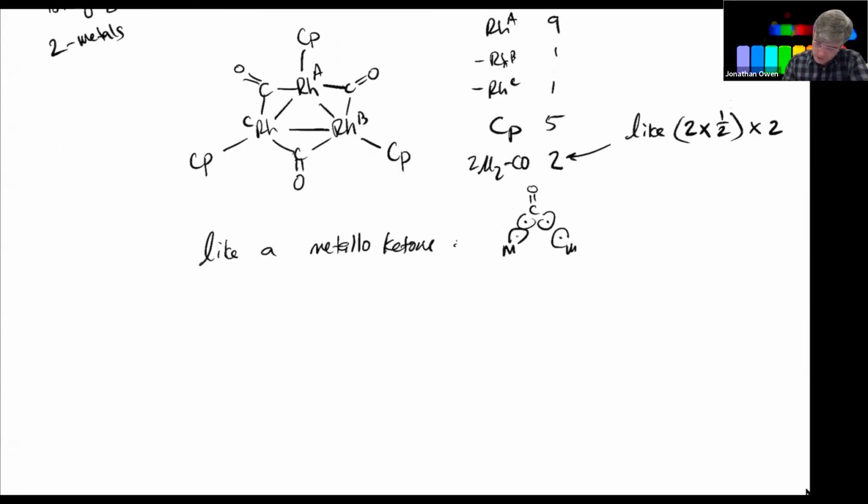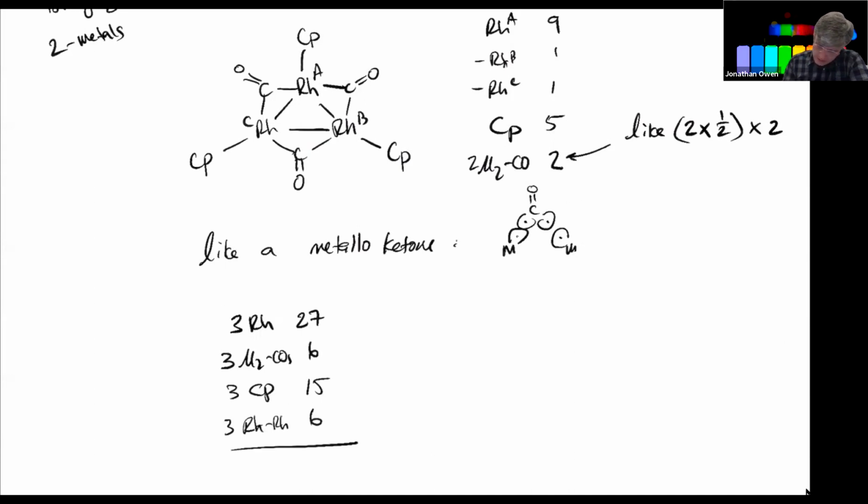So you could also, in principle, do 3 rhodiums is 27 electrons. 3 mu2 COs is 6 electrons, 2 for each carbon monoxide. That's all CO's really got to give here. And we have 3 CPs, that's 15. And then we have 3 rhodium bonds, that's 6. And well, we forgot to do the math on this one too. This is 54, divided by 3 is 18 electrons each.